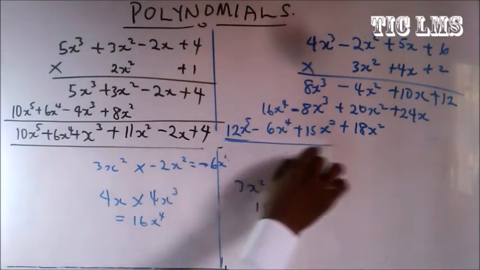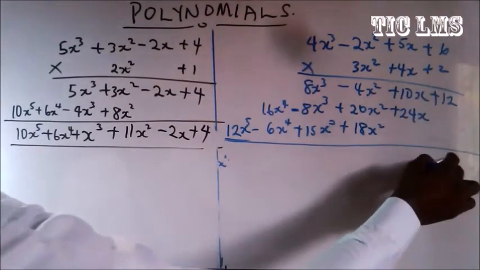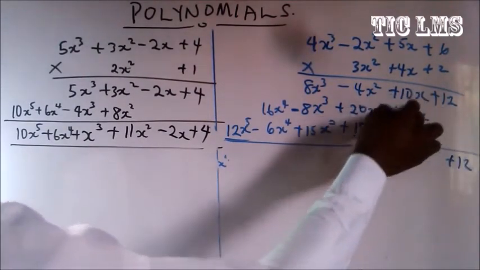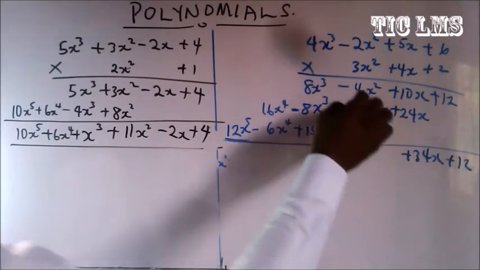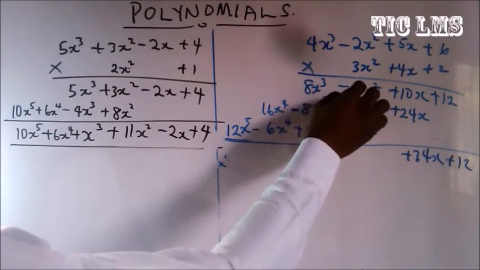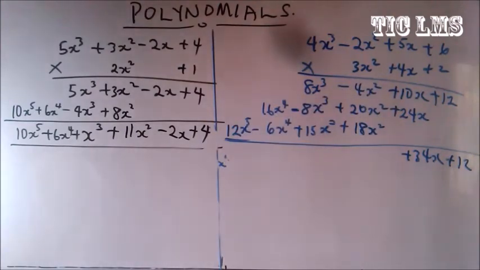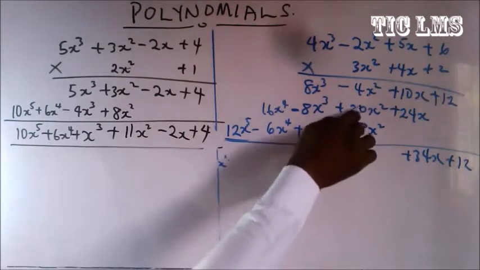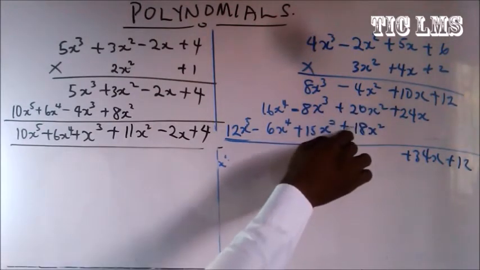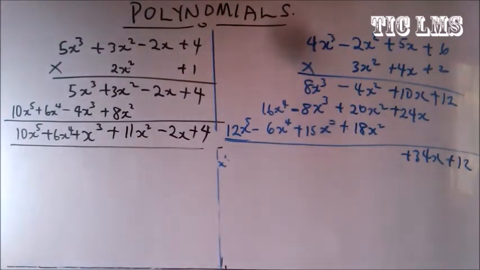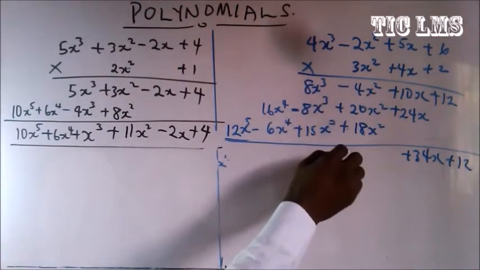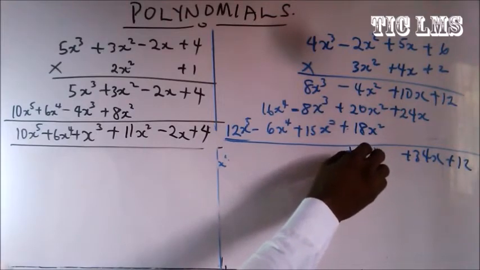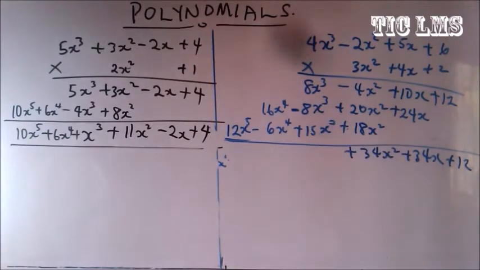So the next thing is that we'll add all this. We have plus 12, 10x plus 24x, that gives plus 34x, and then minus 4x squared plus 20x squared plus 10x squared. What we need to do is, let's take this positive first. 20x squared plus 18x squared, that gives 38x squared. And so 38x squared minus 4x squared, we have plus 34x squared.